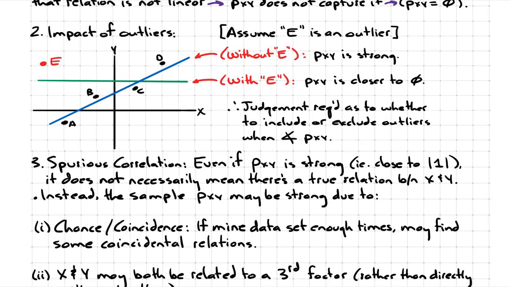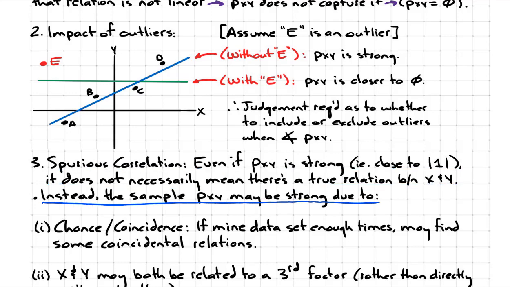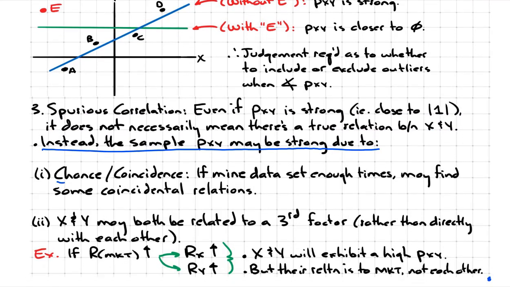The third limitation is spurious correlation. So even if the correlation is strong, close to an absolute value of 1, it does not necessarily mean there's a true relationship between X and Y. Instead, the sample correlation may be strong due to the following factors. First of all, it could simply be due to chance or coincidence. For example, if you mine a data set enough times, you may find some coincidental relationships.